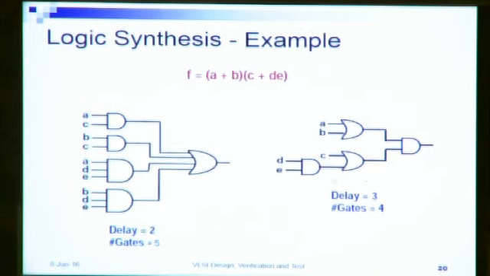So both these realizations have the same output and implement the same functionality. However, this implementation has higher delay but lower number of gates, and this one has a lower delay but higher number of gates. We have 5 gates required here. So therefore, the area of this circuit will be higher than the area of this circuit.